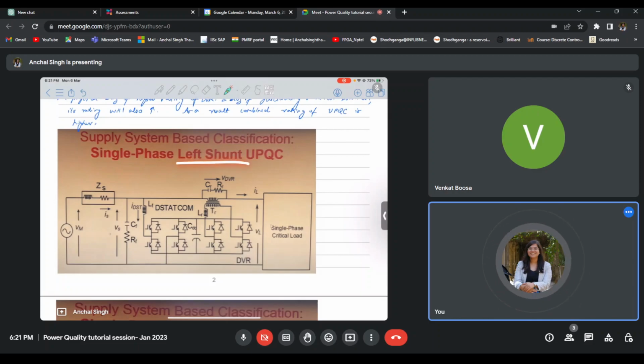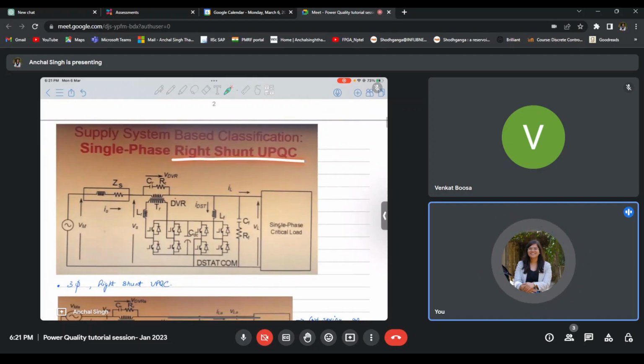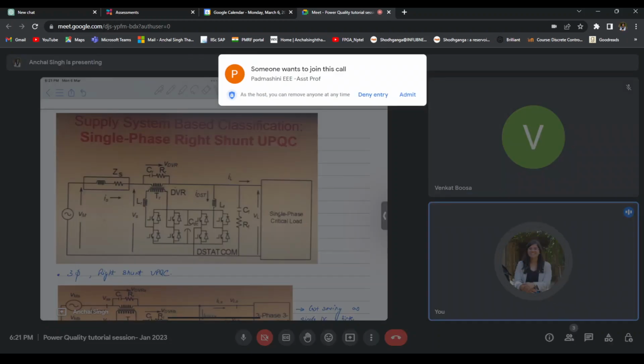Now, since it's left shunt, the D-STATCOM will be present on the left hand side. And as mentioned, this is our D-STATCOM and our DVR will be on the right hand side. Similarly, in case of right shunt UPQC, our D-STATCOM is present on the right hand side. So you can understand the significance of them. Okay. And in most places, if you have to answer which is the most common kind of UPQC that is present, that is right shunt, because in distribution systems we mostly go for right shunt because of reduced ratings.